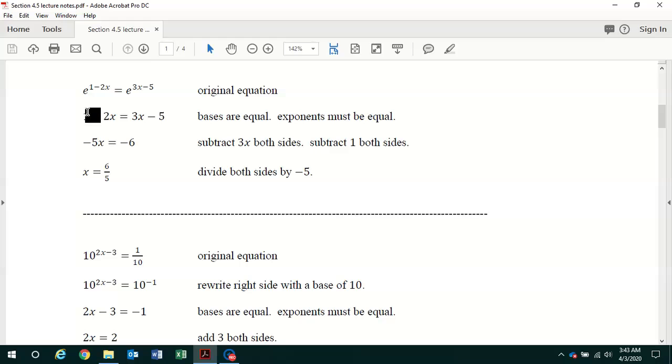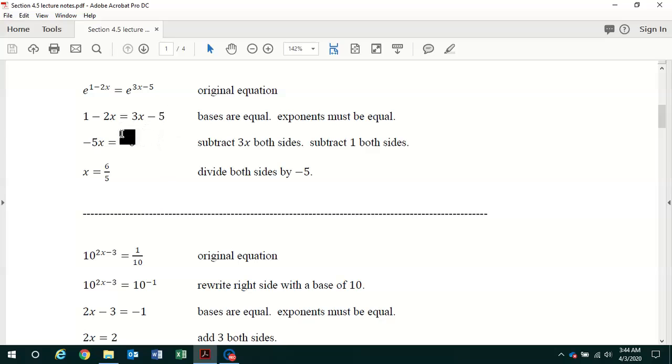In the next example we have the number e. Remember, e is that special number in mathematics. It's equal to 2.718 to 3 decimal places. So we have e raised to the 1 minus 2x power is equal to e raised to the 3x minus 5 power. Again, exponential on the left, exponential on the right. The bases of the two exponentials are equal, so the exponents must be equal. So the exponent 1 minus 2x has to equal the exponent 3x minus 5.